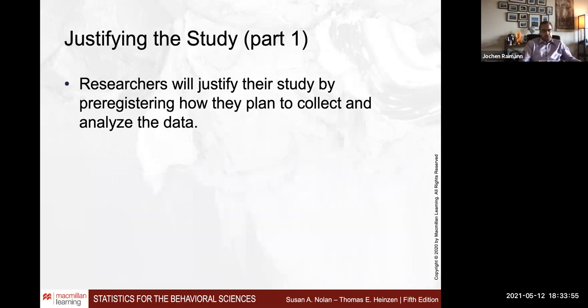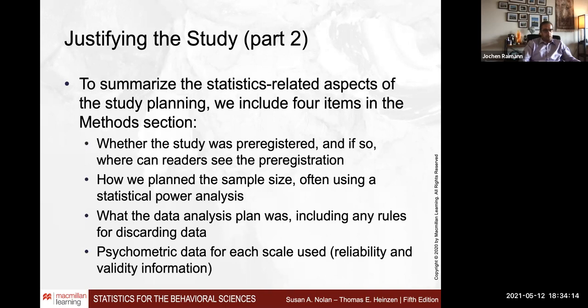Justification of your study will essentially be included in the pre-registration, and that will be found on pre-registration websites, and you also will have statements on how the data was collected and how it will be analyzed.